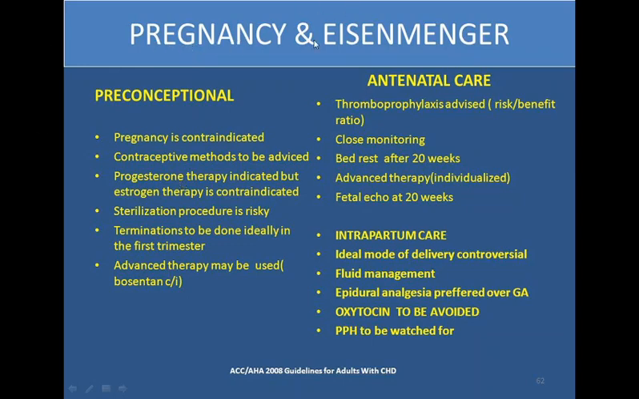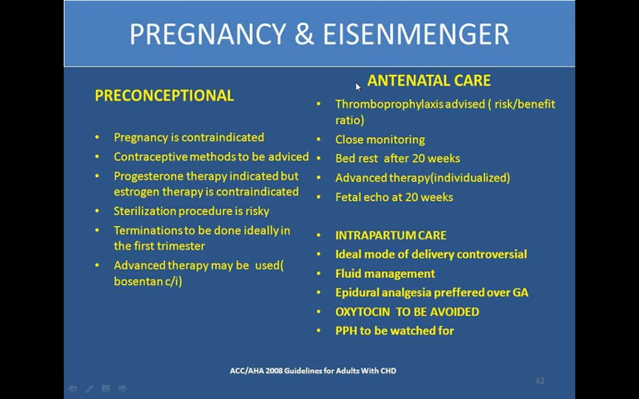When you consider pregnancy, it is very important. Pregnancy and Eisenmenger syndrome, very important. Preconceptionally, basically pregnancy is contraindicated, and you have to prescribe a contraceptive method which is suitable for the patient. Progesterone therapy is indicated, but estrogen therapy is contraindicated. Sterilization procedure is risky. Termination to be done ideally in the first trimester if the patient is accidentally pregnant. Advanced therapy may be used, but bosentan is contraindicated during pregnancy.